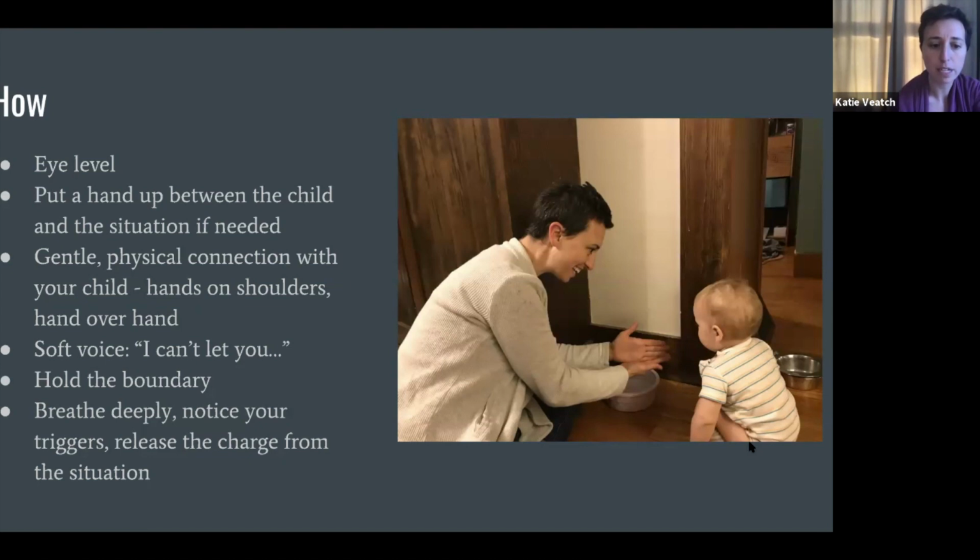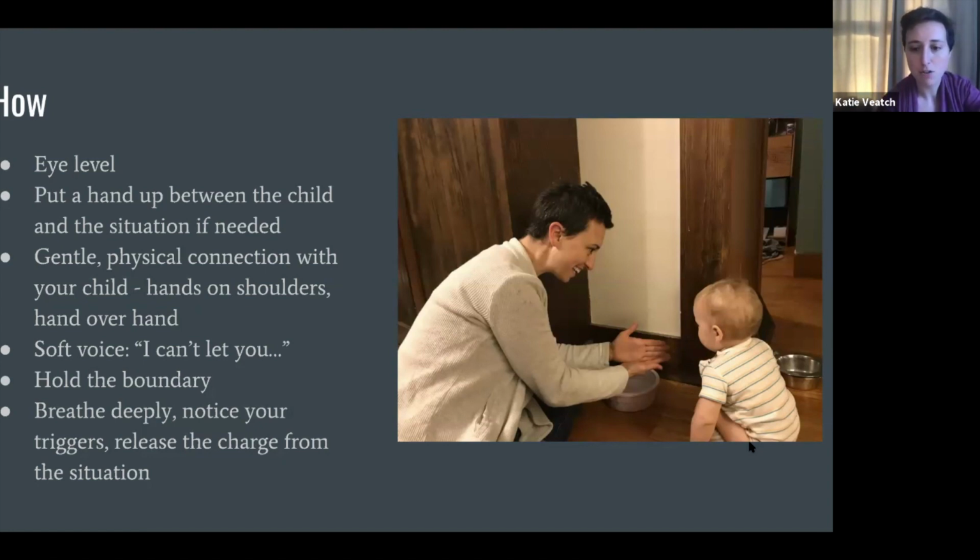And then we hold the boundary. When we're in it, our children are going to get upset, right? Because they're toddlers and nobody likes boundaries. Nobody wants boundaries. We all want to just do whatever we want to do. But this is part of our learning, right? So when I can breathe deeply and notice my own triggers in the moment, I can then release the charge from the situation.